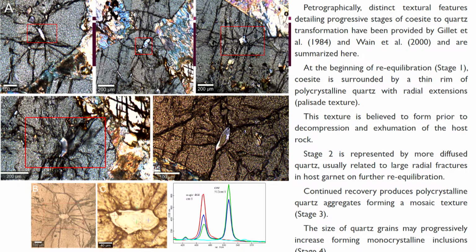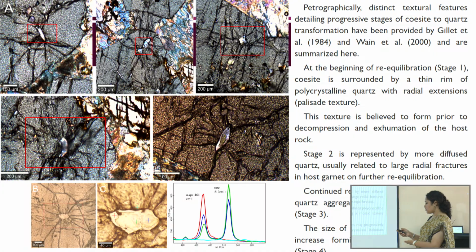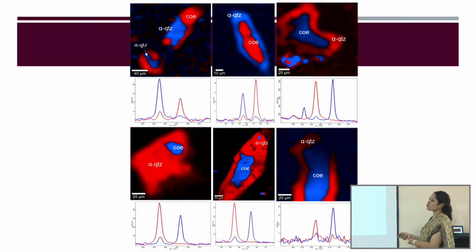Okay, so this rim is called a palisade quartz texture, and it is very, very well preserved in these samples. Okay, not every place on the earth actually has this. So we were lucky enough to actually get this, and we've been able to do more detailed Raman mapping to understand whether this actually works.